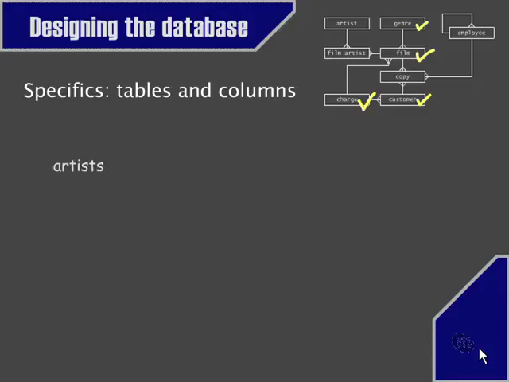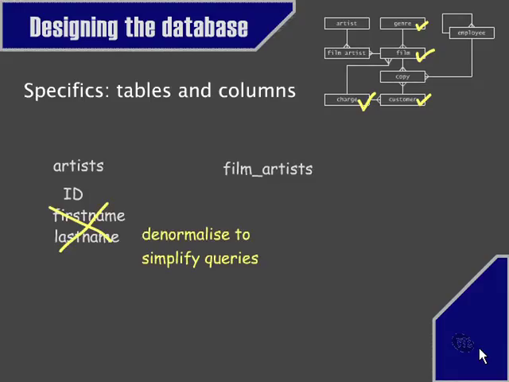Next we need the artist table and the film artist table. In the artist table we're going to store an ID and first name and last name, similarly with the customers table. As I worked with the database a little more, I decided that I would combine the first name and last name to a single name field. This will allow us to simplify searching on a particular artist's name.